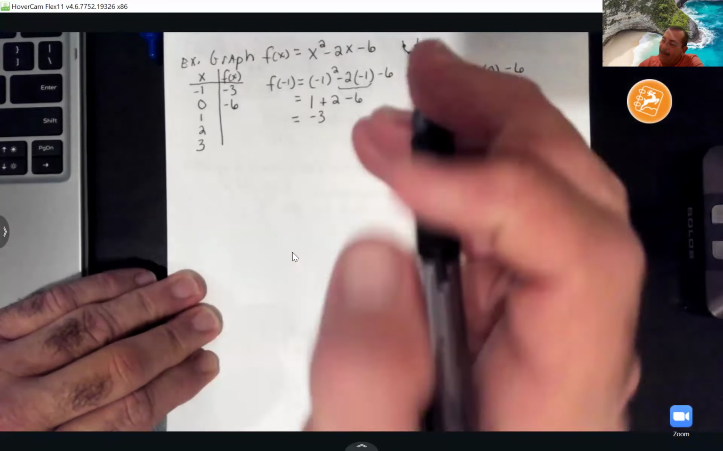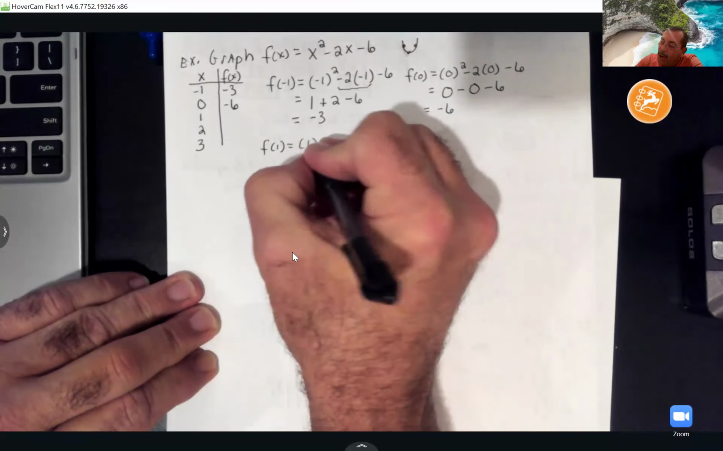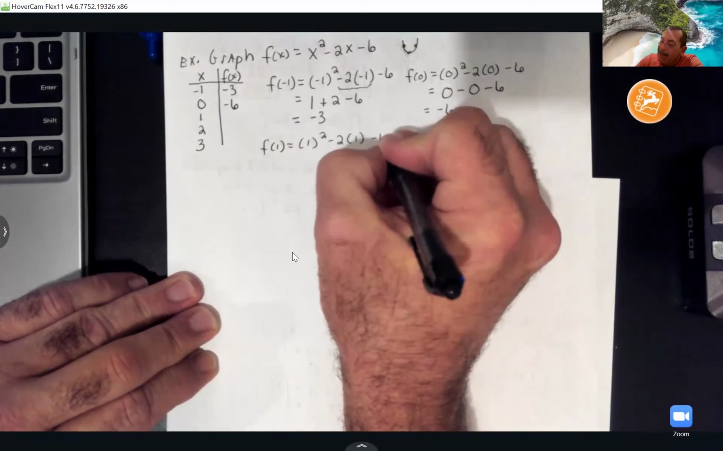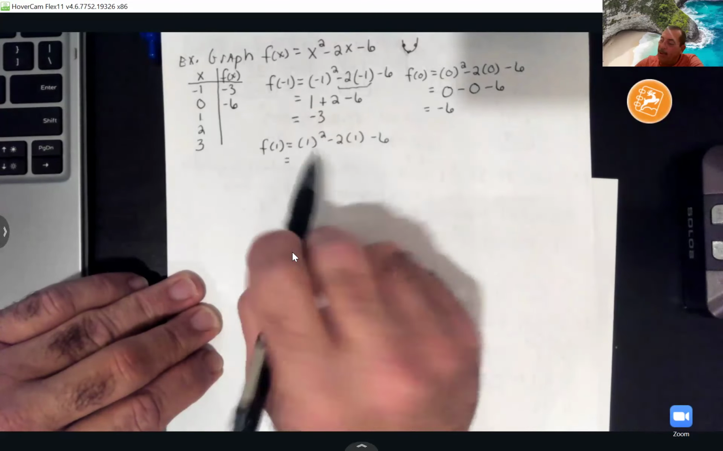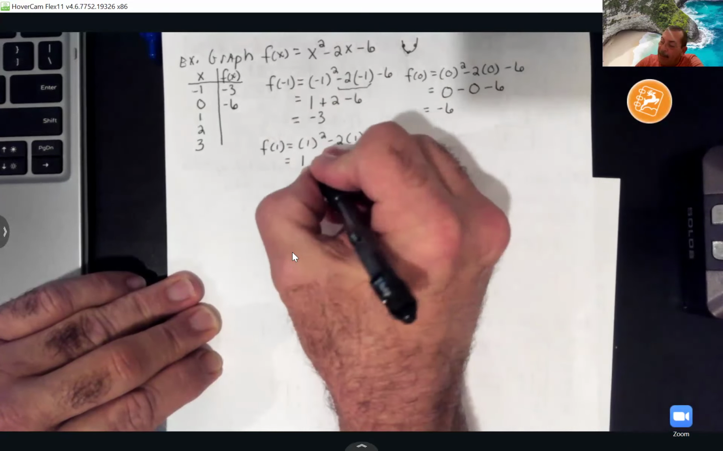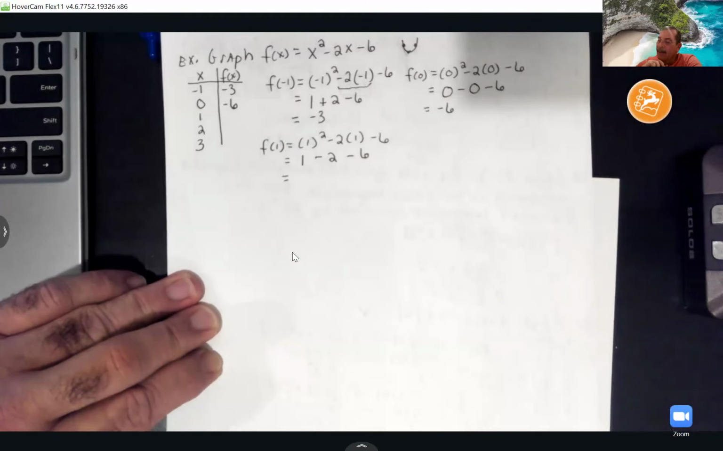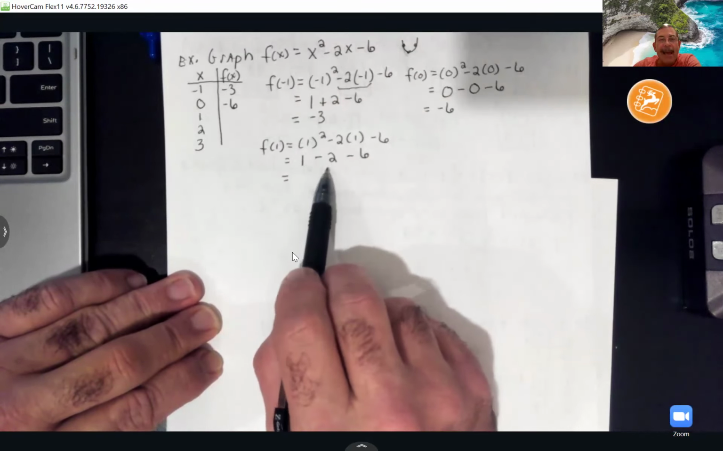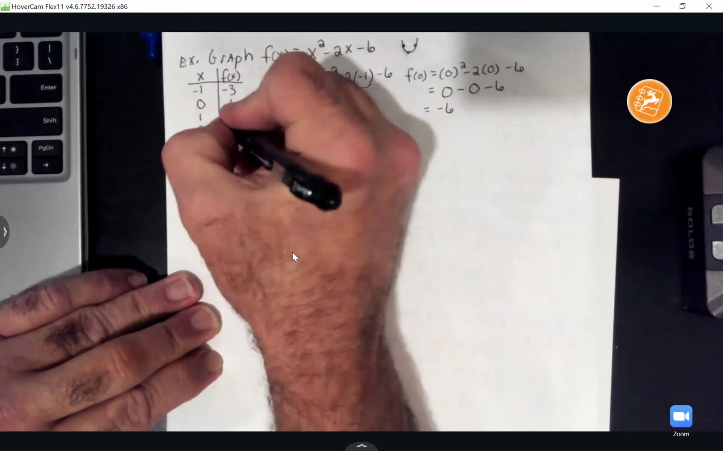All right, so then we got an f of 1. F of 1 will equal 1 squared minus 2 times 1 minus 6. All right, 1 squared is 1. Minus 2 times 1 would be minus 2, and then minus my 6. All right, y'all, let's see what that's giving me. 1 minus 2 is a -1. -1 minus 6 is -7.